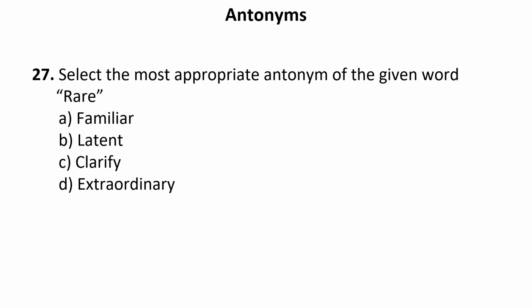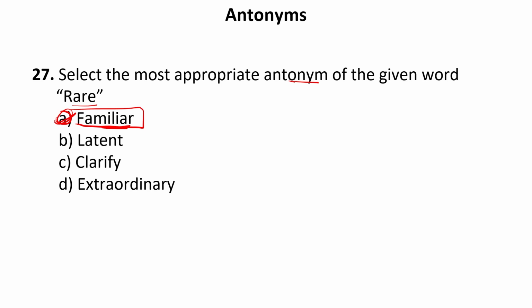Now let us move to the next one. That is 27th. Select the most appropriate antonym of the given word, rare. Rare, which is hardly seen or which is very, very less, negligible, or you can say which looks like that it is few, equivalent to zero, which doesn't happen at all, which hardly happens. So that is called rare. So the antonym of it will be familiar. Familiar means which is common or which is known to everyone. Extraordinary can be the synonym of rare.